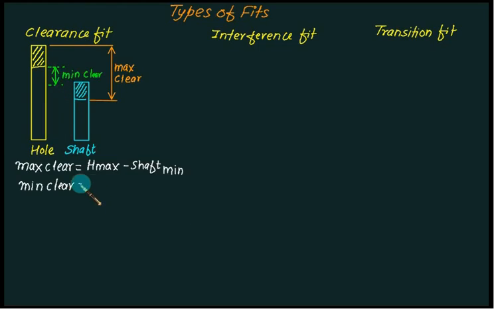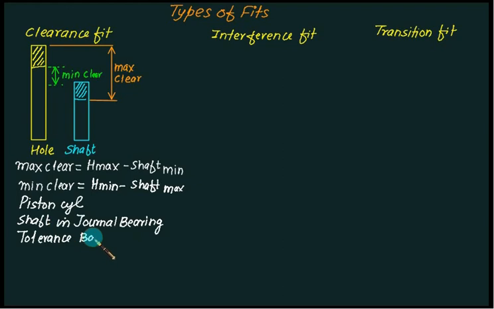So the maximum clearance is the maximum size of hole minus the minimum size of shaft, and the minimum clearance is the minimum size of hole minus the maximum size of shaft, and the minimum clearance is called allowance. Examples of this are piston and cylinder, and the shaft in a journal bearing. The tolerance band of the hole is always above the tolerance band of the shaft.